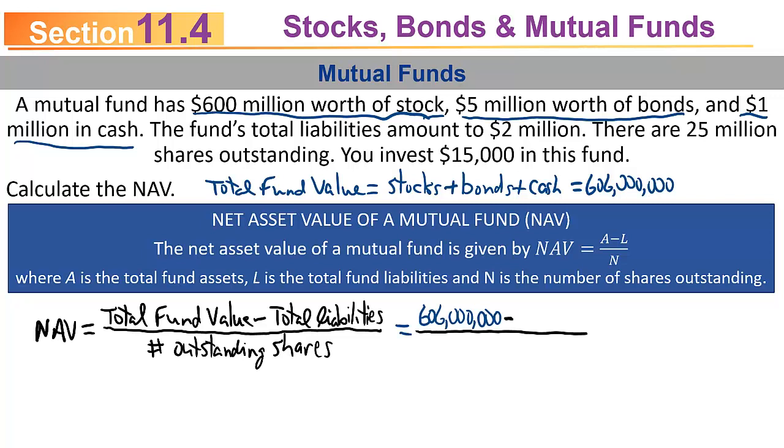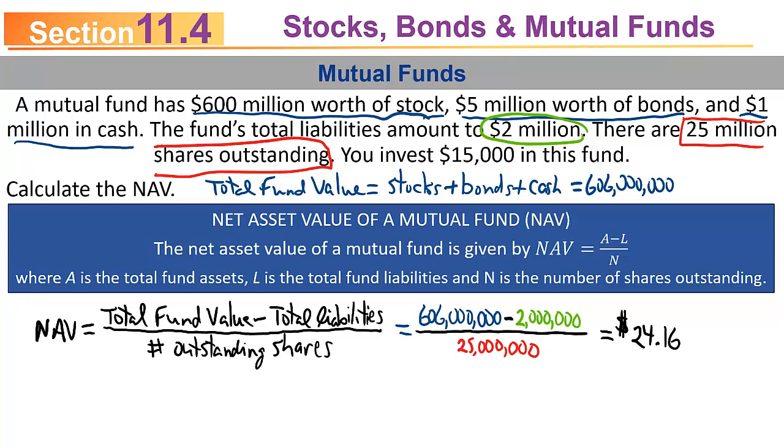The liabilities were given to be $2 million, so you put $2 million after the minus sign, and then you divide by the number of outstanding shares, which you were told was 25 million. So you've got 606 million minus 2 million, all divided by 25 million. And if you do that calculation, you'll come up with $24.16. So the NAV is $24.16.